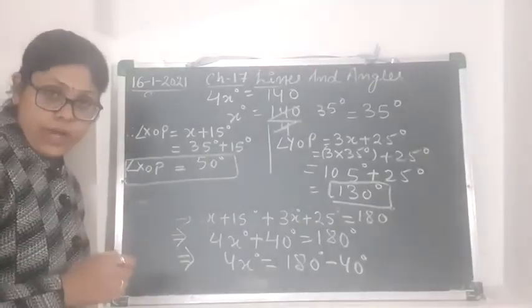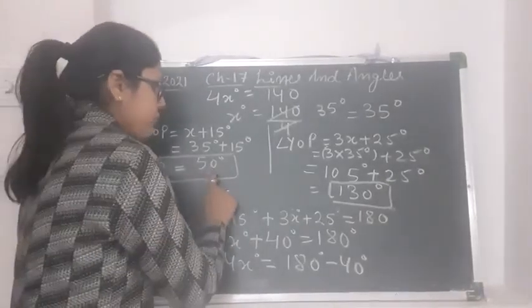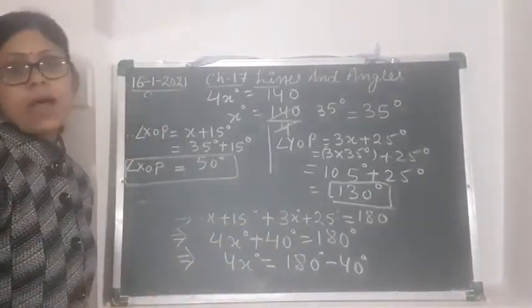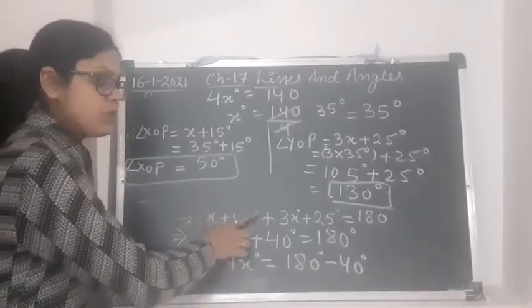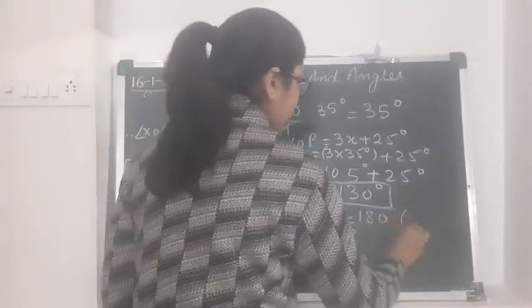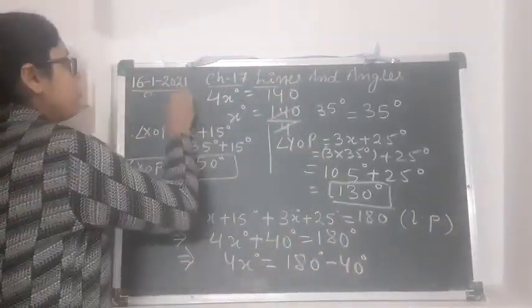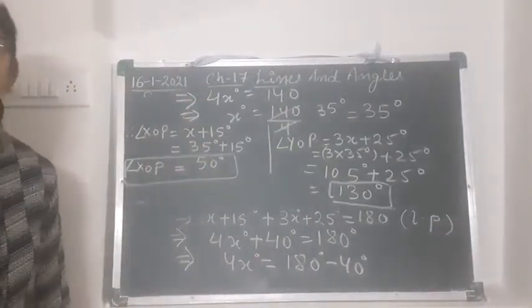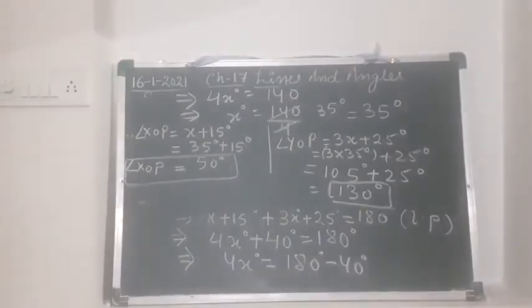To check whether your answer is correct or wrong, just add both 50 and 130. It's coming equal to 180 degrees. That means your answer is correct. So first you will do XOP plus YOP is equal to 180 degrees and you will write here linear pair, and then you will solve. You will take out the value of x from here and then you will take out angle XOP and YOP. Clear? Do fast and then come to the next question.